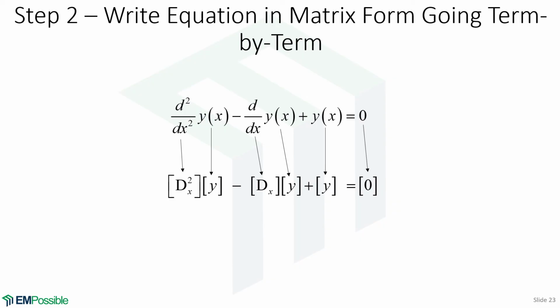Everything else is not a function. Everything else is something operating onto those functions, and they are stored in square matrices. So here we have a second order derivative operating on y. So we're going to have some kind of square matrix operating on y. Now we have, of course, minus a first order derivative operating on y. So we have a square matrix that is somehow a first order derivative operating on y. Then, of course, we just have y, we just have zeros.